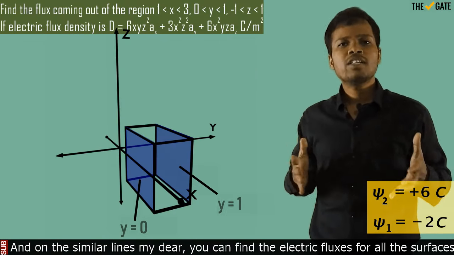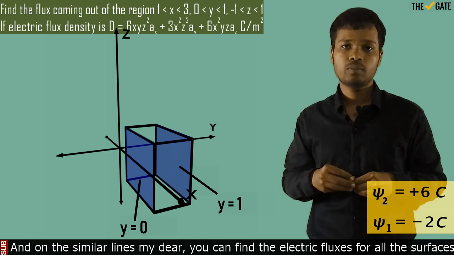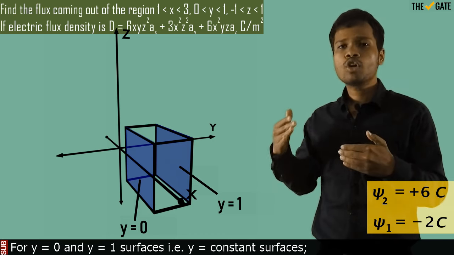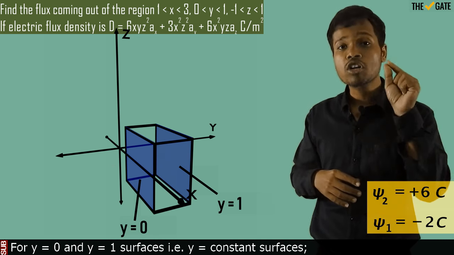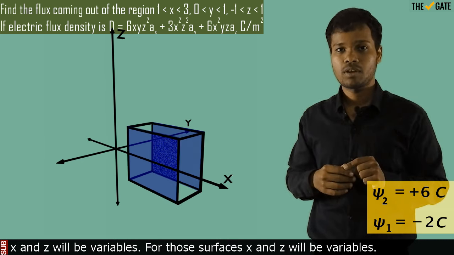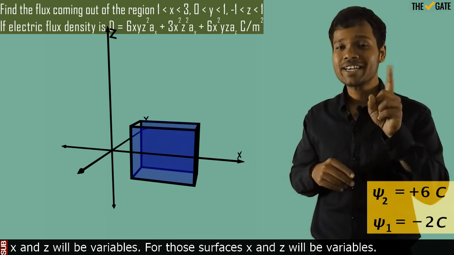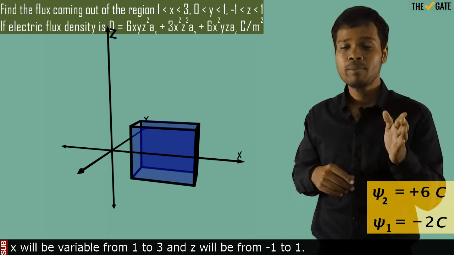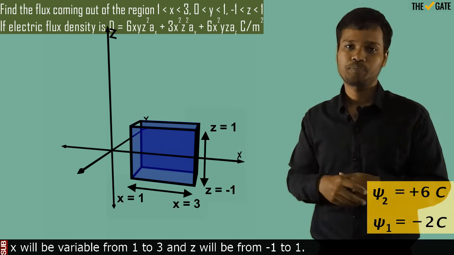And on similar lines, my dear, you can find the electric fluxes for the y equal to 0 and y equal to 1 surfaces. That means y equal to constant surfaces. X and Z will be variables for those surfaces. X will vary from 1 to 3 and Z will be from -1 to 1.